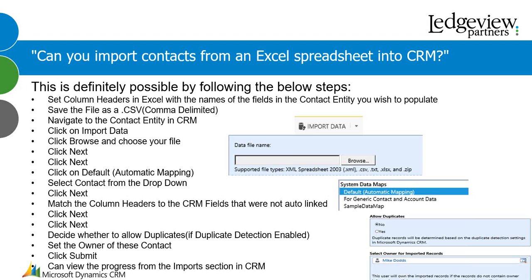Now that you're importing new data, you need to select the owner for the records. So in this case, I'll set it to myself. If you're setting it for multiple people, you want to make sure you have owner listed in your data import. Click Submit, and it's going to bring up a link to the import section in CRM where you can see the progress.